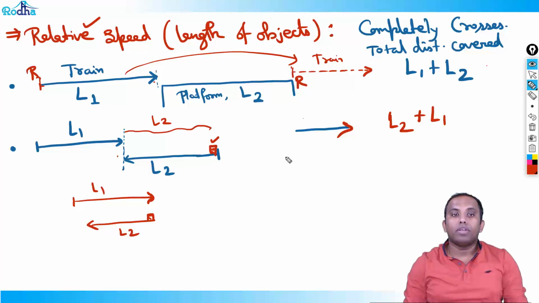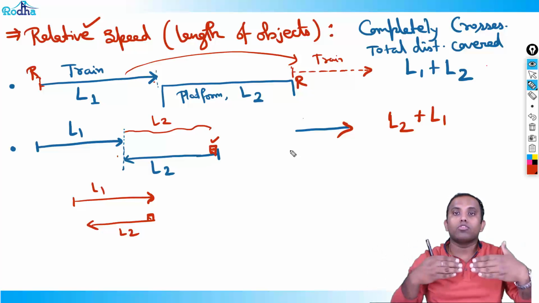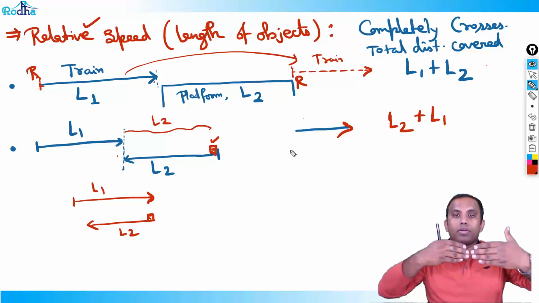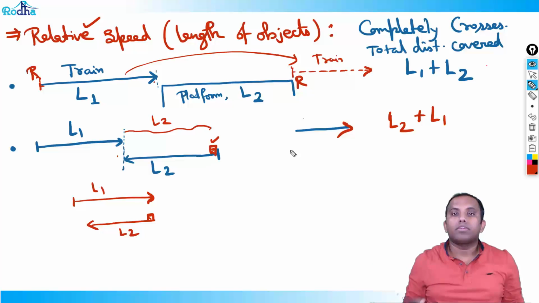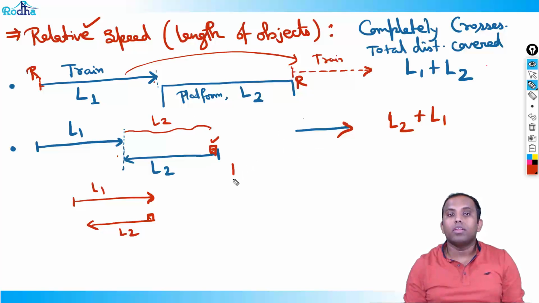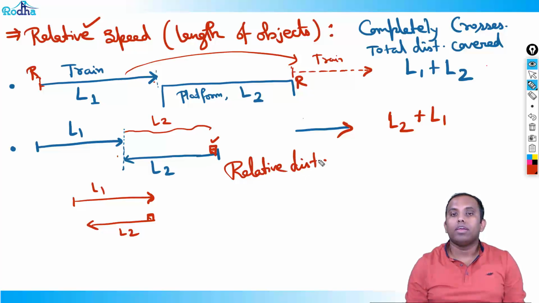Very important point. When two trains are coming in opposite directions, from the moment when their front parts are the same, to completely cross, they have to cover a distance of L1 plus L2 with respect to you. This is relative distance. This is not exact distance. What is happening with respect to you?